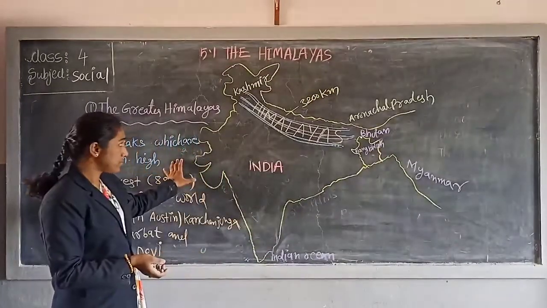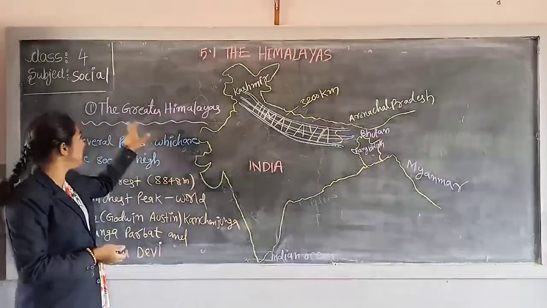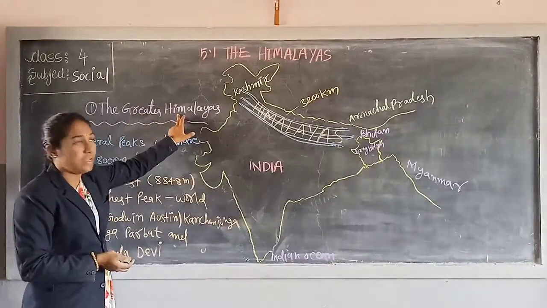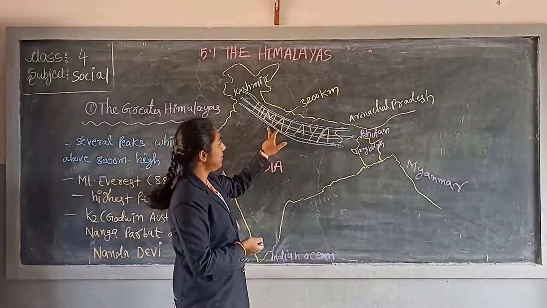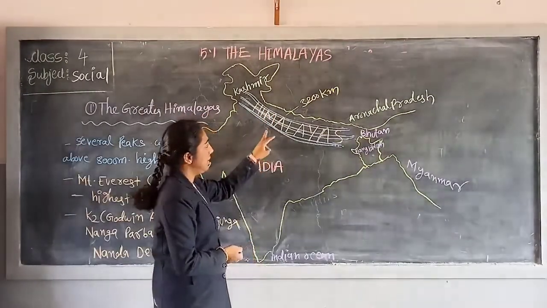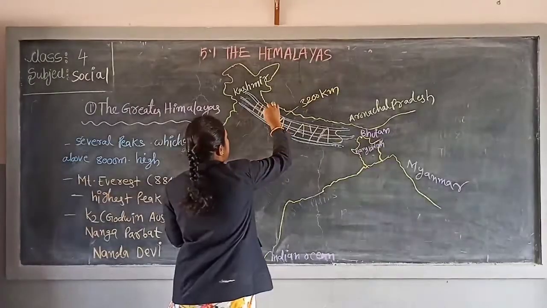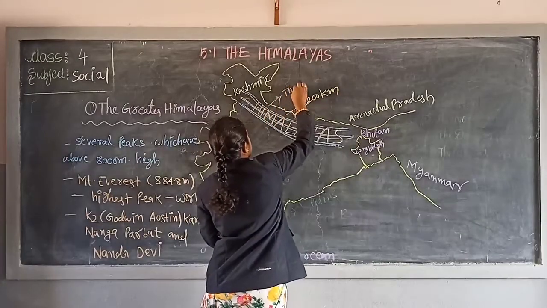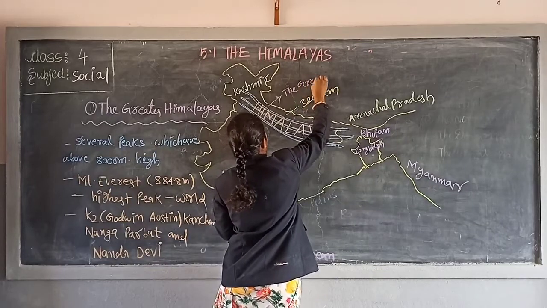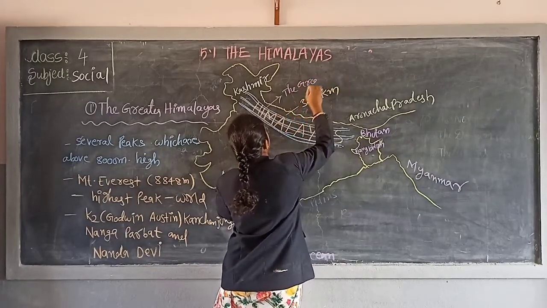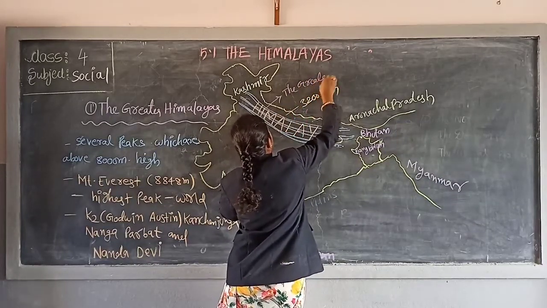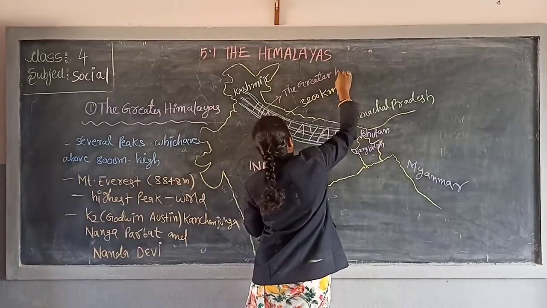Look, Nana, the first mountain range is the Greater Himalayas. There are three parallel ranges in the Himalayas. The first one is the Greater Himalayas. What is the first mountain range? The Greater Himalayas.